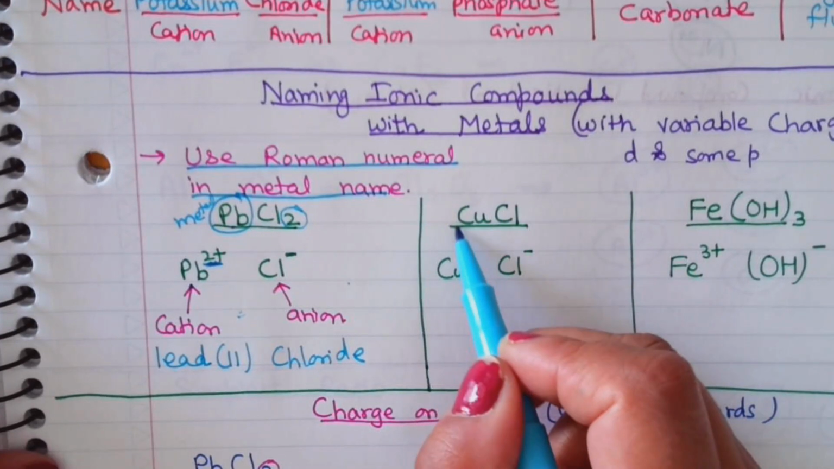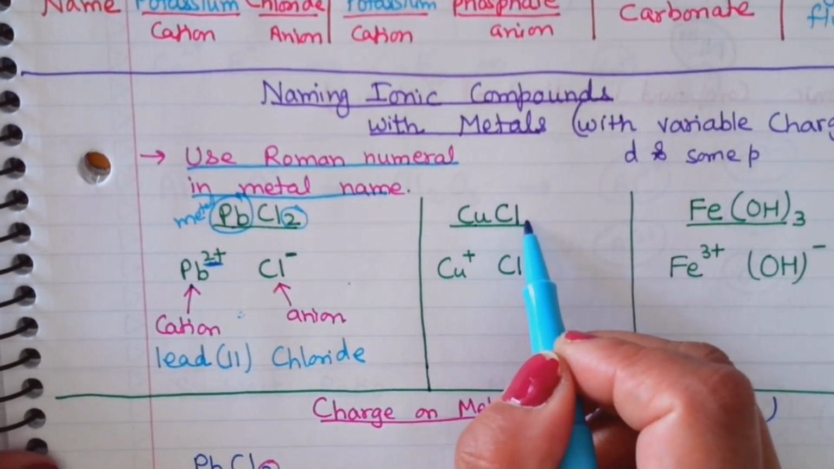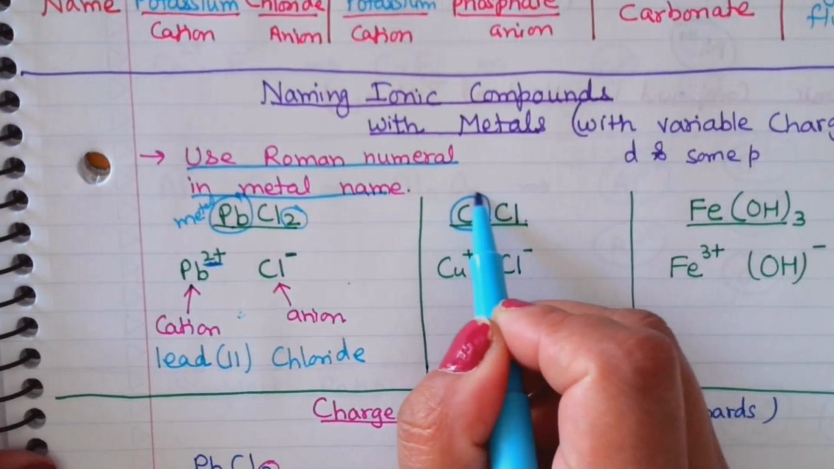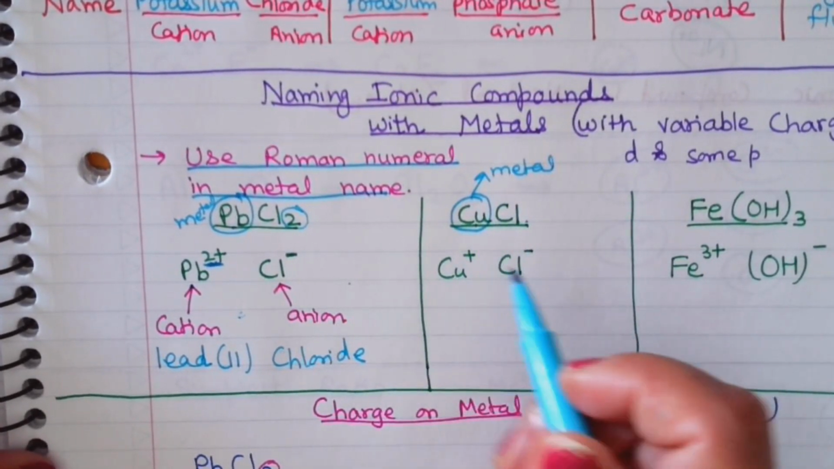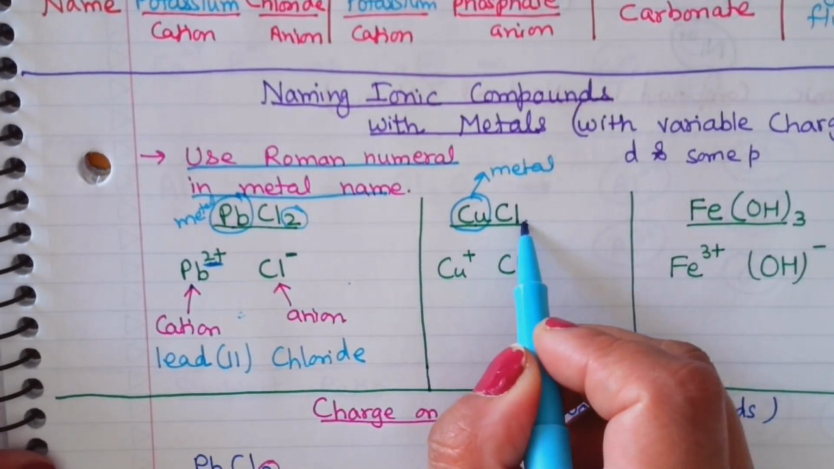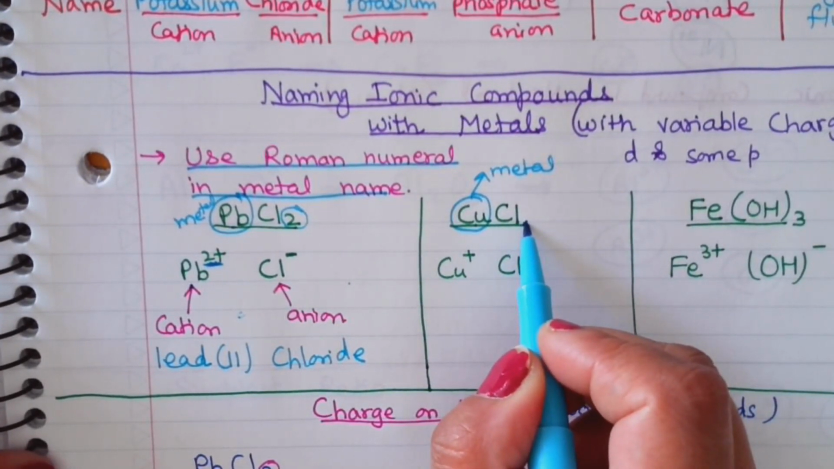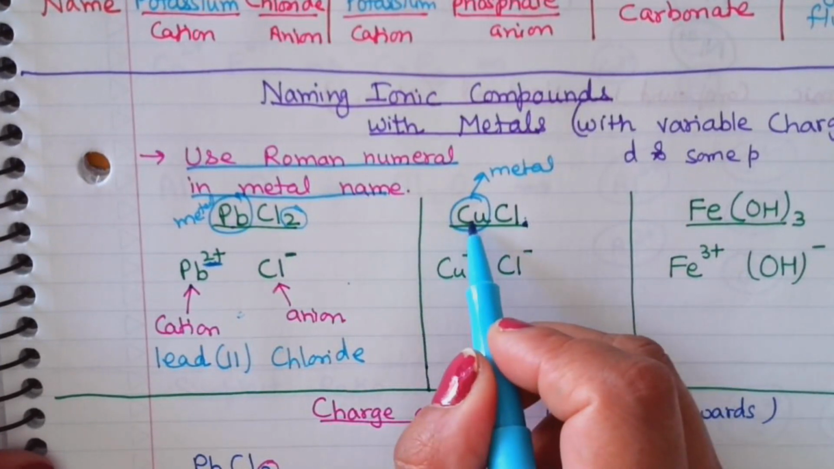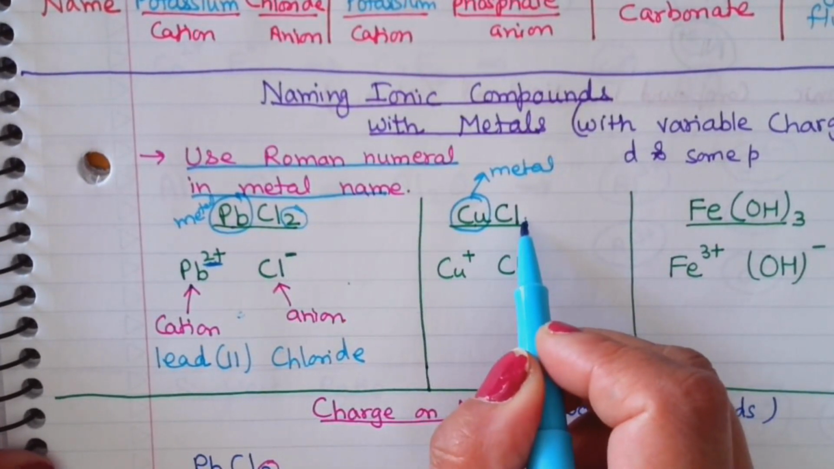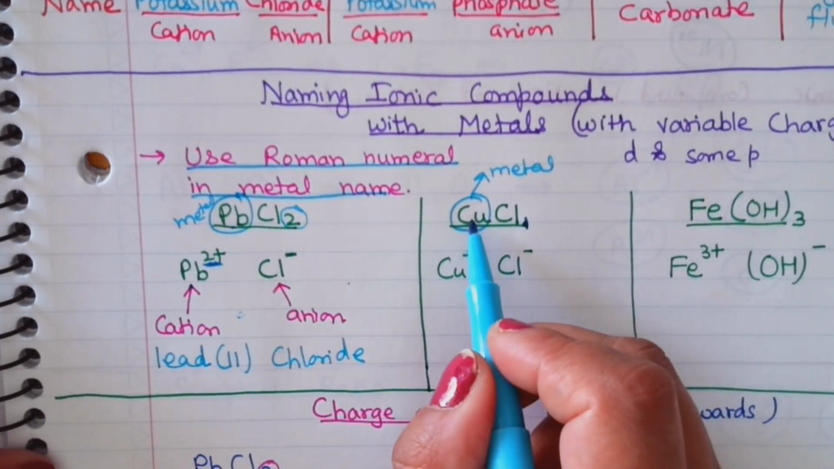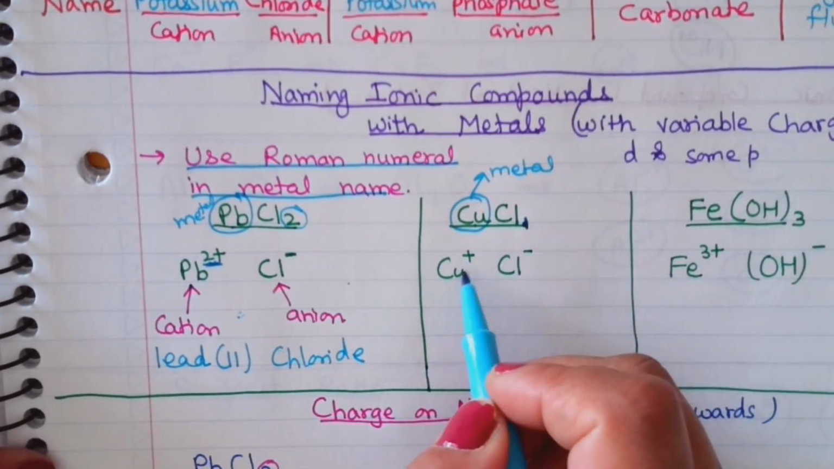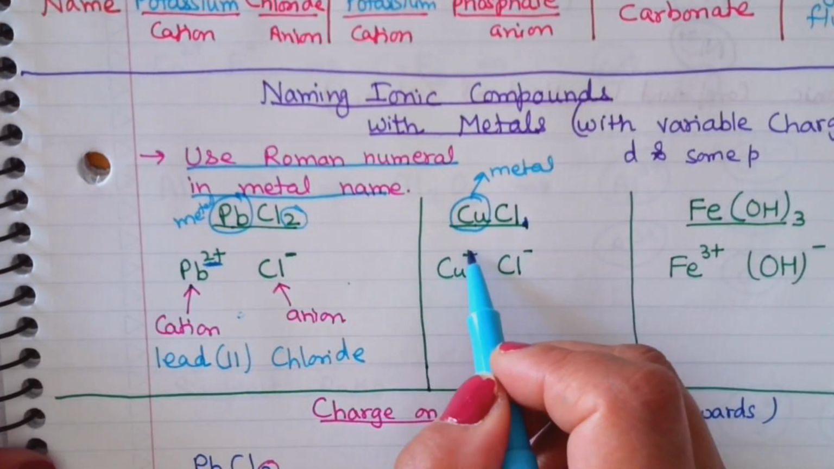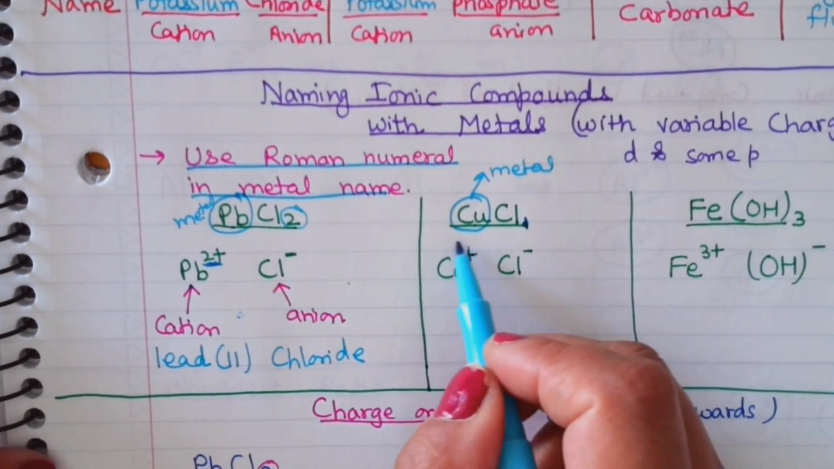Now we have another compound, Cu and Cl. This is the metal, and this is a d-block metal, right? Now look at the subscript of chlorine. There's no subscript, right? If there is no subscript, it still means 1, right? So this subscript comes from the charge on the metal atom, right? So since it is 1, copper will have a charge of 1+, right? So this is the metal.